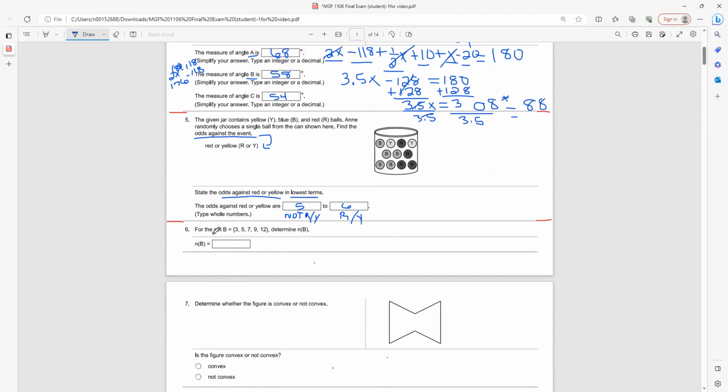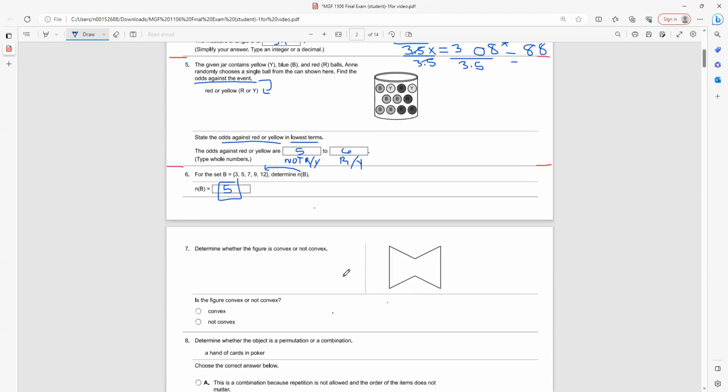For problem number 6, we want to look at this set right here. It has 3, 5, 7, 9, and 12, and we want to determine the amount of elements. So that n(B), that cardinal number, tells us how many elements are in set B. So we just count these elements. There are 1, 2, 3, 4, 5. So the number of elements in set B would be 5. This is our answer.